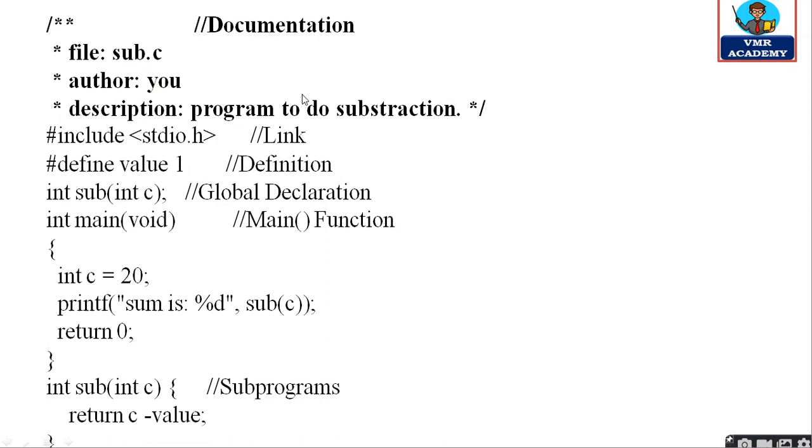First, you'll have the documentation. In the documentation, generally you write details of the program, like who the author is, which is your name if you write it, and what file name you are saving it as. It is sub.c because I'm trying to do subtraction. And then I can write a description here: program to do subtraction. In a short form, it should be understandable.